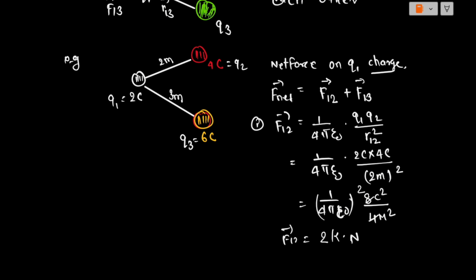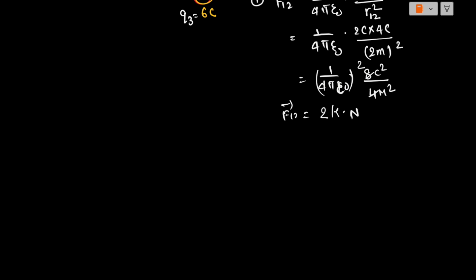K is the Coulomb's constant, obviously we know, and the simplification of q1 q2 over r squared is 2. Now the first force is 2k Newton. Newton is the SI unit of the force.